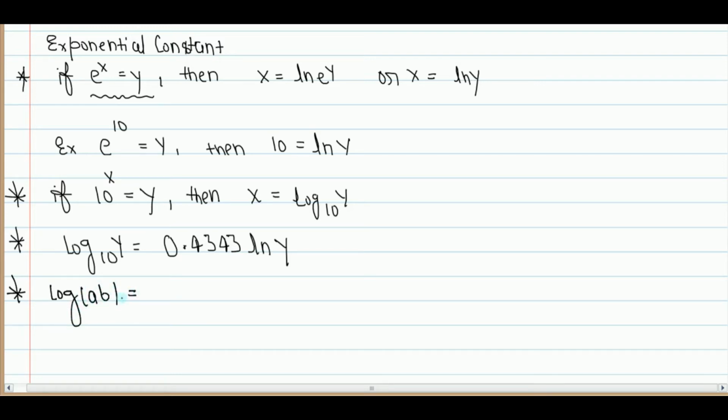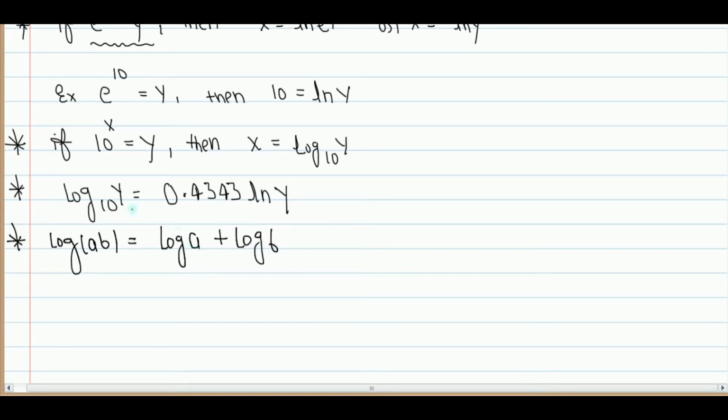If we have to find the logarithmic function of the multiplication of two numbers a and b, how are we going to write it? We can write it as log a plus log b. If there are two numbers a and b which are getting multiplied, you can get the logarithmic function of a into b like this: find the logarithmic function of a separately, find the logarithmic function of b separately, and then just add both of them. Similarly, you can do it for any number.